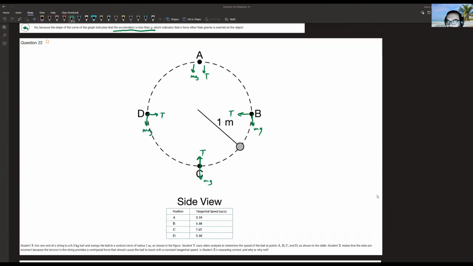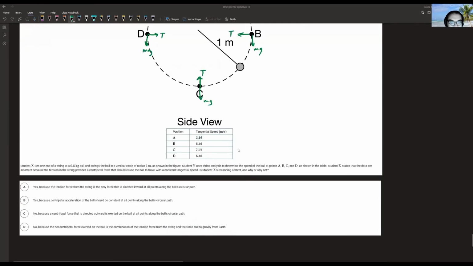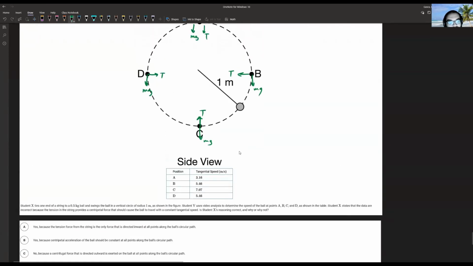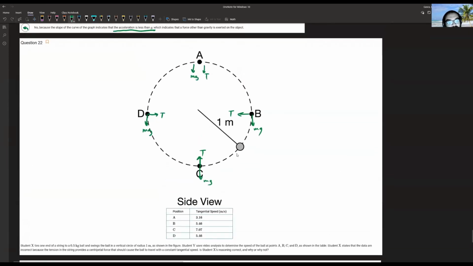Okay. So, alrighty, no problem. So the correct answer here is going to be D. It is not, because the net centripetal force exerted on the ball is a combination of the tension from the string and the force due to gravity. So because the centripetal force varies as we move around, here the centripetal force is mg plus T, or really the net force towards the center. Here, T is the net force towards the center. Here, T minus mg is the net force towards the center. And then here it's the same as on the right. So hopefully that kind of makes sense.